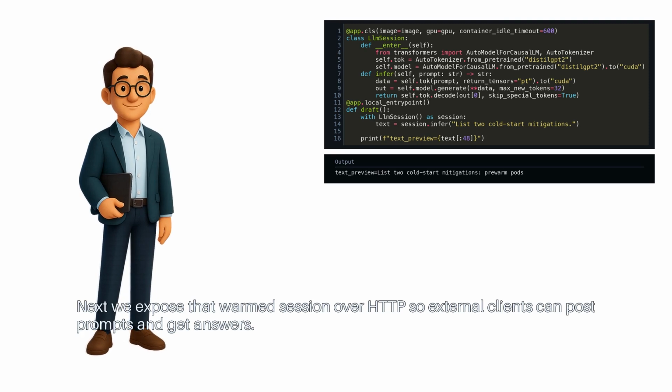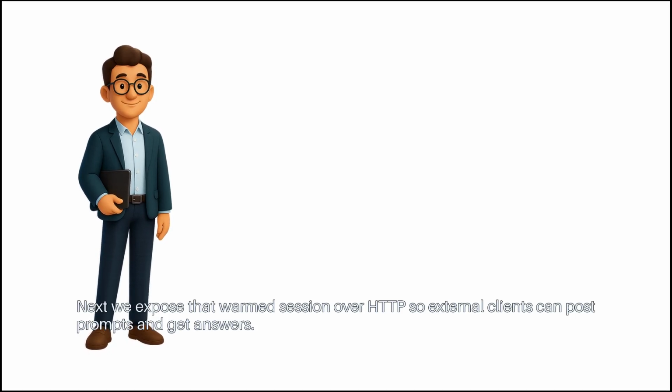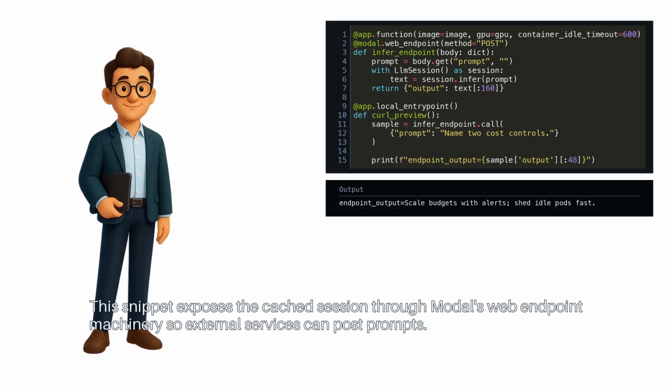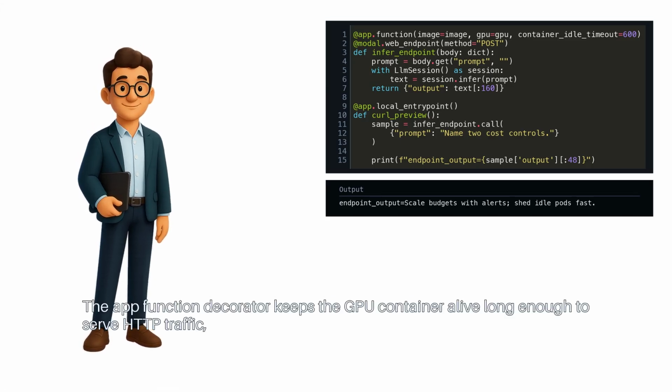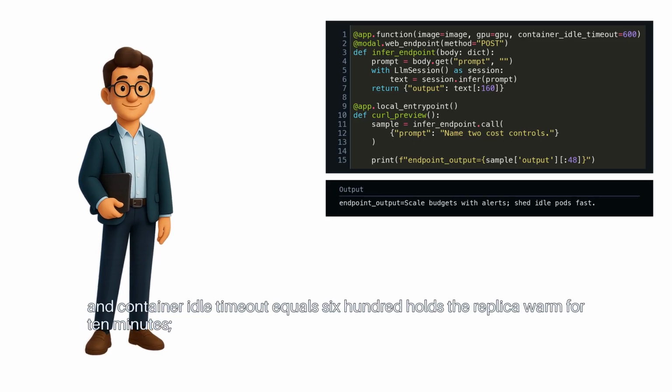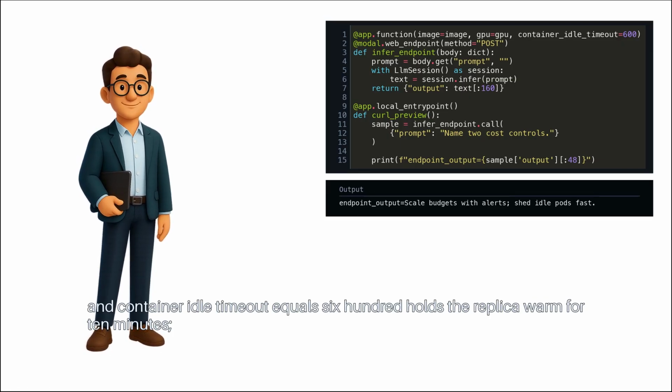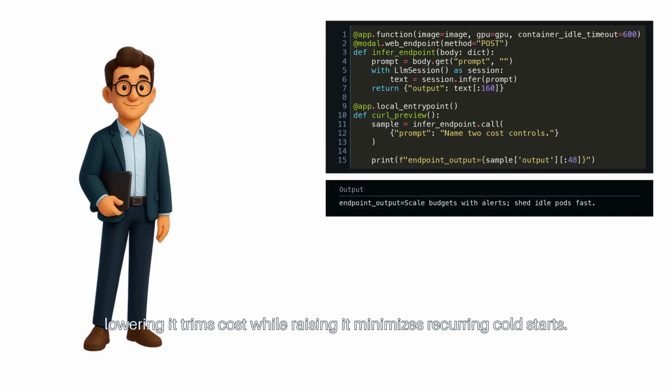Next, we expose that warm session over HTTP, so external clients can post prompts and get answers. This snippet exposes the cached session through Modal's web endpoint machinery so external services can post prompts. The app function decorator keeps the GPU container alive long enough to serve HTTP traffic. And container idle timeout equals 600 holds the replica warm for 10 minutes. Lowering it trims cost, while raising it minimizes recurring cold starts.